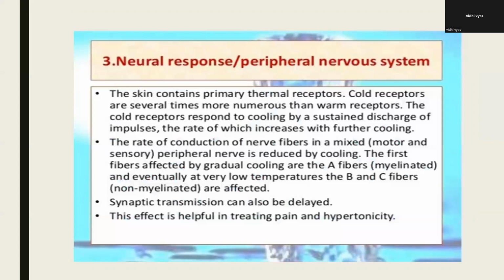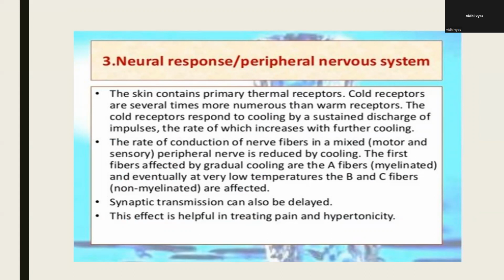Third, neural response and peripheral nervous system. The skin contains primary thermal receptors. Cold receptors are several times more numerous than warm receptors. The cold receptors respond to cooling by a sustained discharge of impulses, the rate of which increases with further cooling.